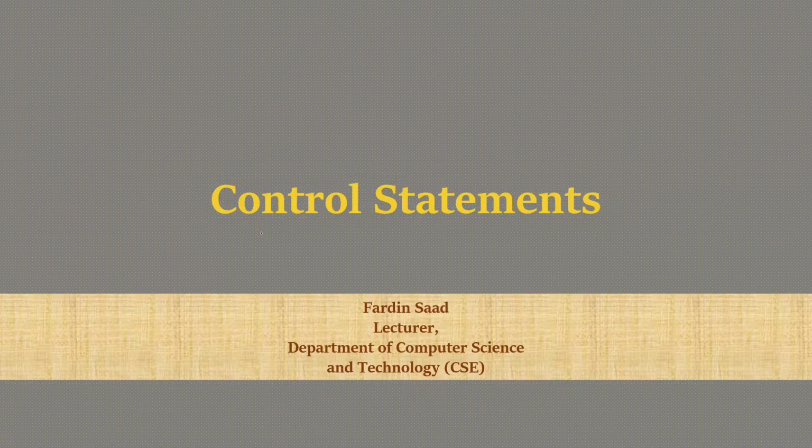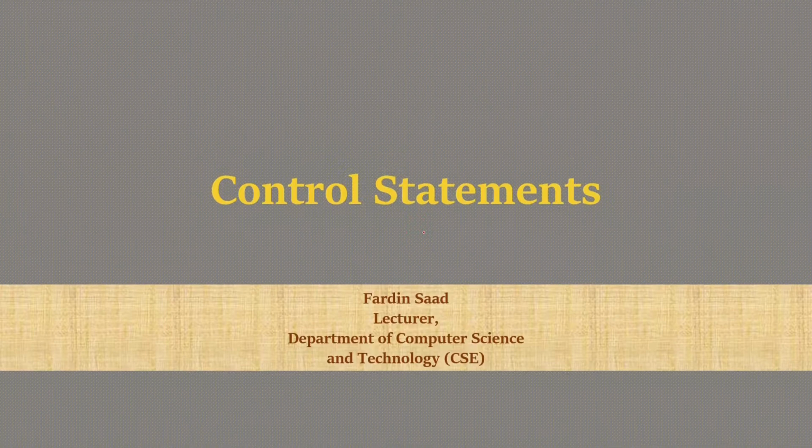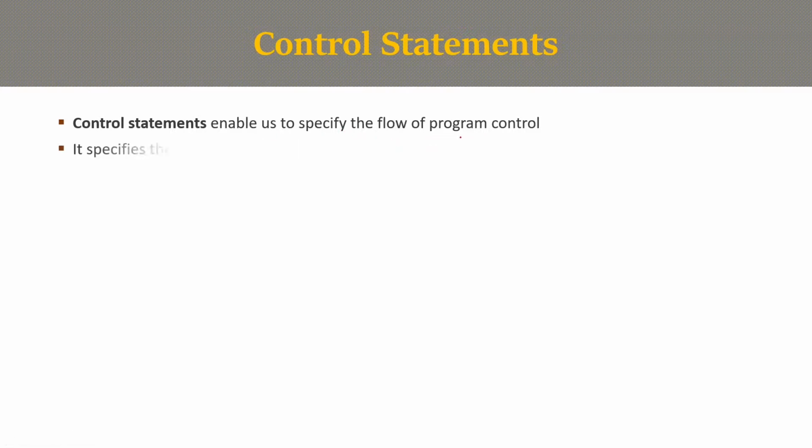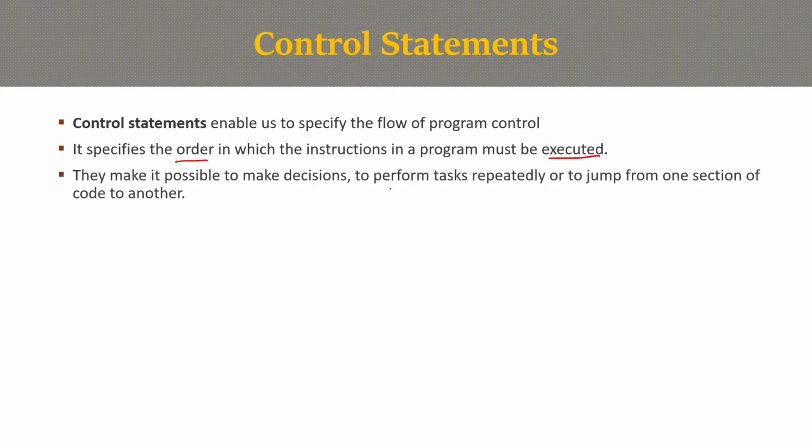The topic that we are going to see today is control statements. So what are control statements? Control statements enable us to specify the flow of program control. It specifies the order in which the instructions in a program must be executed. They make it possible to make decisions, to perform tasks repeatedly, or to jump from one section of a code to another. So there are four types of control statements in C.